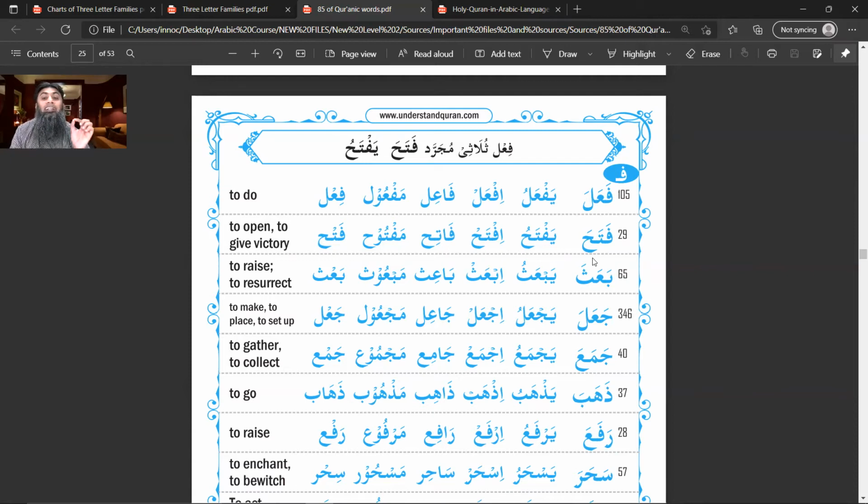Then what are these members? First one is active madi, second one is active mudare, third one is fail amr. Secondly, they did not give you the fail nahi as well. Next one is ism fail, which was one of the members, next one is ism maf'ul, and this last one is masdar. So basically these 6 members are from that same chart. All they did is they did not include those members which are not quite frequent.